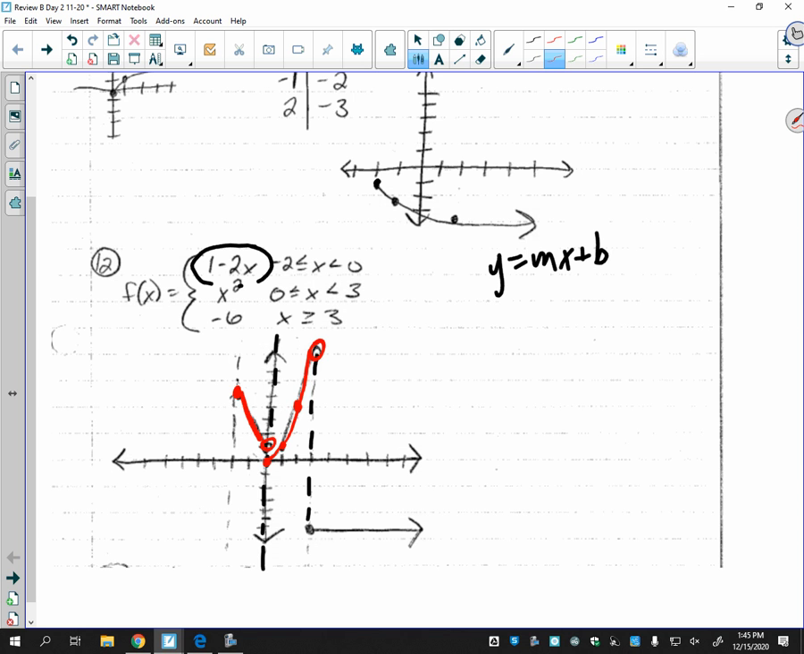And then the last one is just a number. And remember, like y equals -6. That's just a slope of 0. So it's just a straight line at -6. But because it's a piecewise function, this tells me I can only start it at 3 and go this way. This is the only one that has an arrow on it because it's the only one that keeps going. Both of these were defined, like restricted.